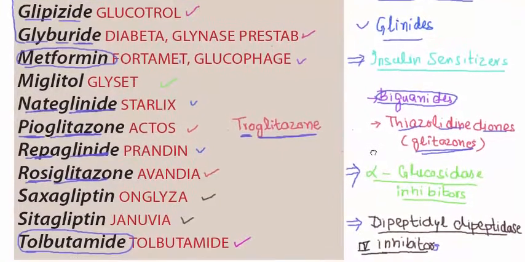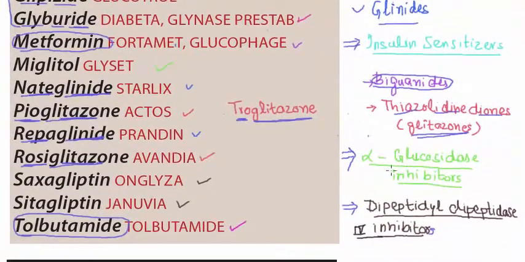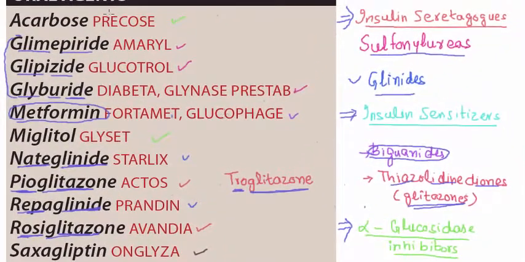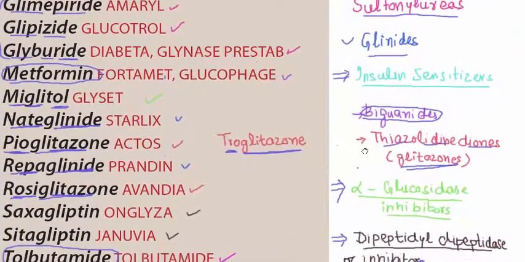And then we have alpha-glucosidase inhibitors. In the alpha-glucosidase inhibitors, we have two drugs, number one is acarbose, and the second one is miglitol. These are the alpha-glucosidase inhibitors.